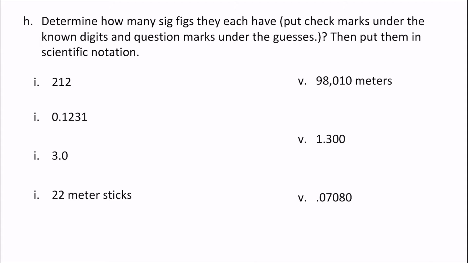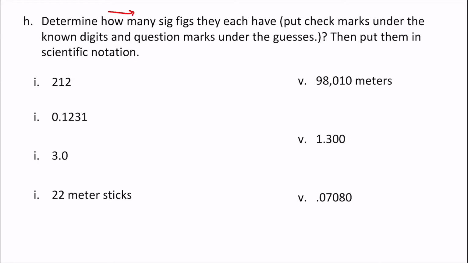Next, we're going to determine how many sig figs each of these have. You're going to put check marks under the known digits, question marks under the guesses, and then you're going to put them into scientific notation. So pause the video, give it a try, and then unpause the video when you're done to see how you did. Okay, so let's do all the check marks first.